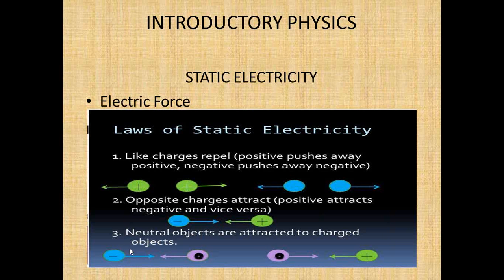And then in the third scenario, if you have a charged object, say it's negative, and a neutral object or a non-charged object, it's attractive. So always a neutral object is attracted to a charged object, whether it's negative or positive. And that's a very important point to carry home, okay? Neutral objects are attracted to charged objects. All right.